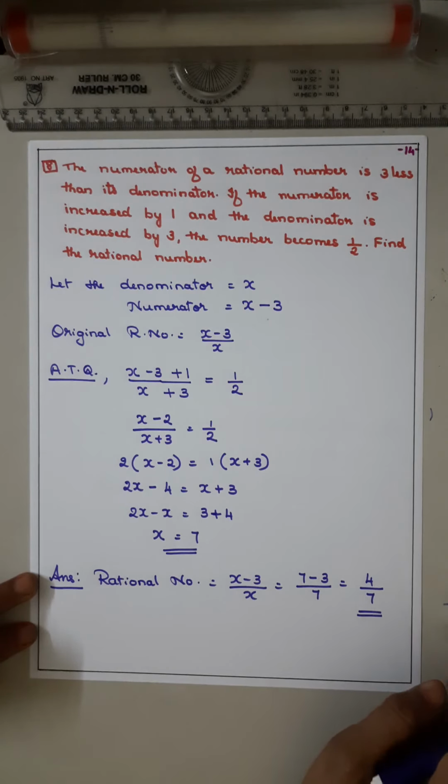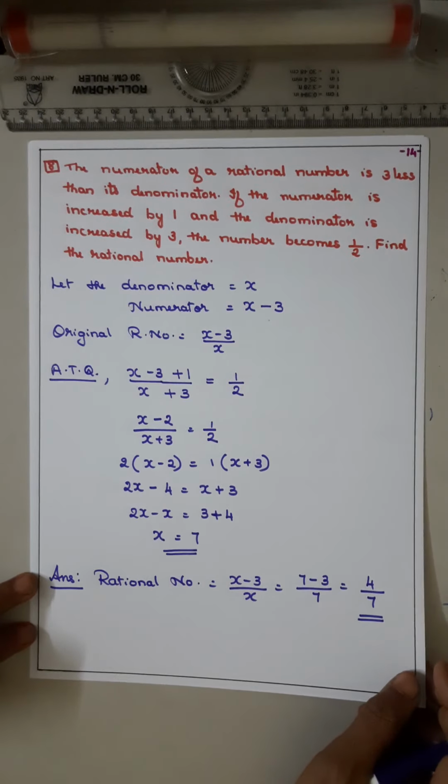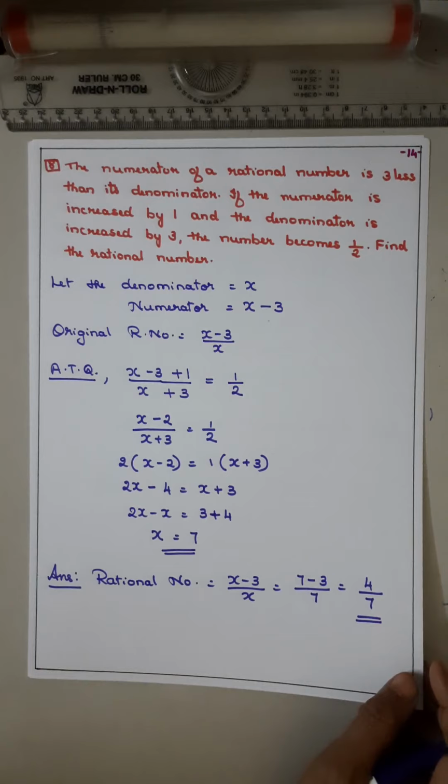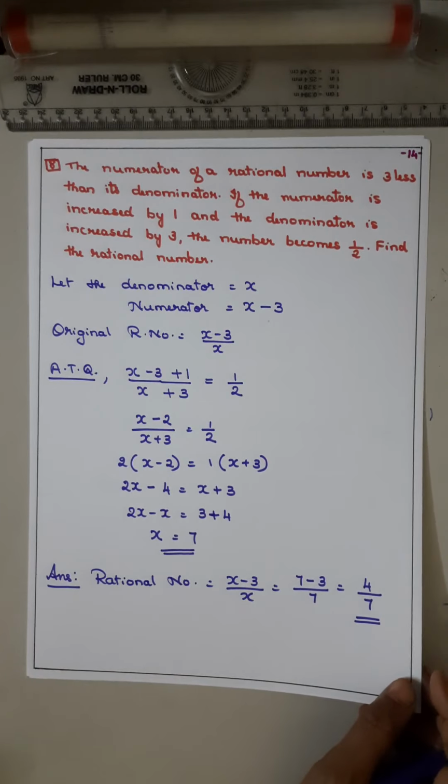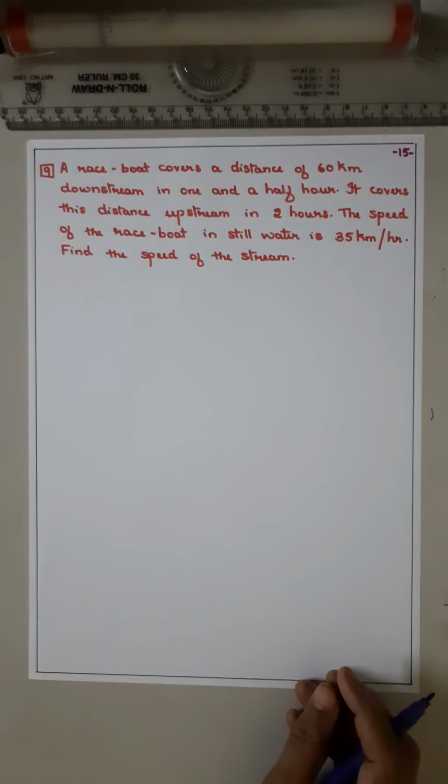Hope you have understood. This was about the rational number sums. For everything we have got only 1 sum in the brain teaser. Now coming to the boat, the sum regarding the boat.